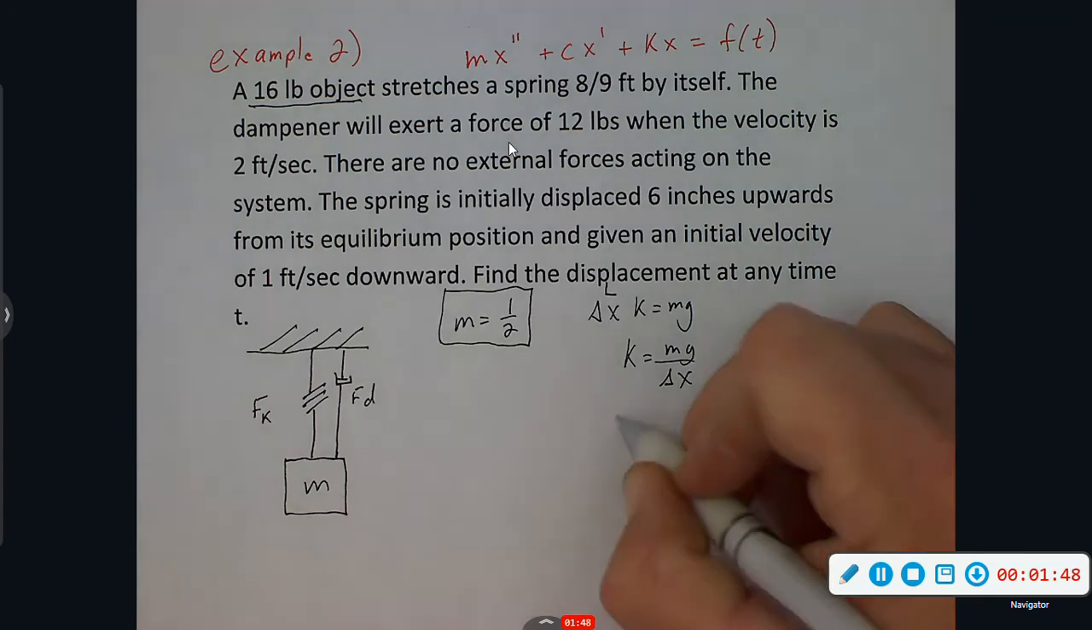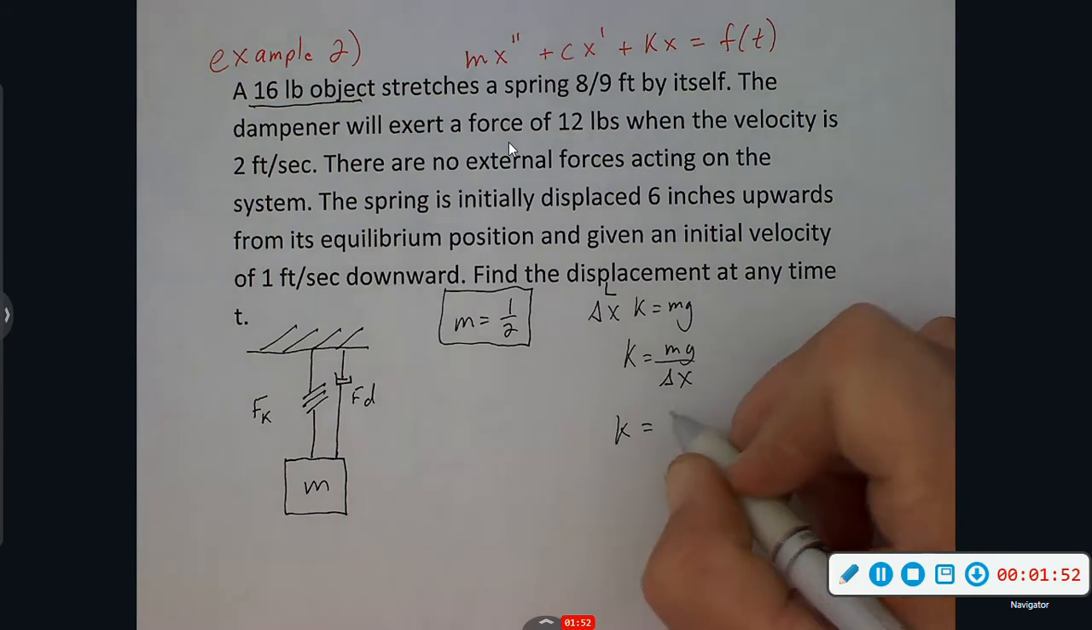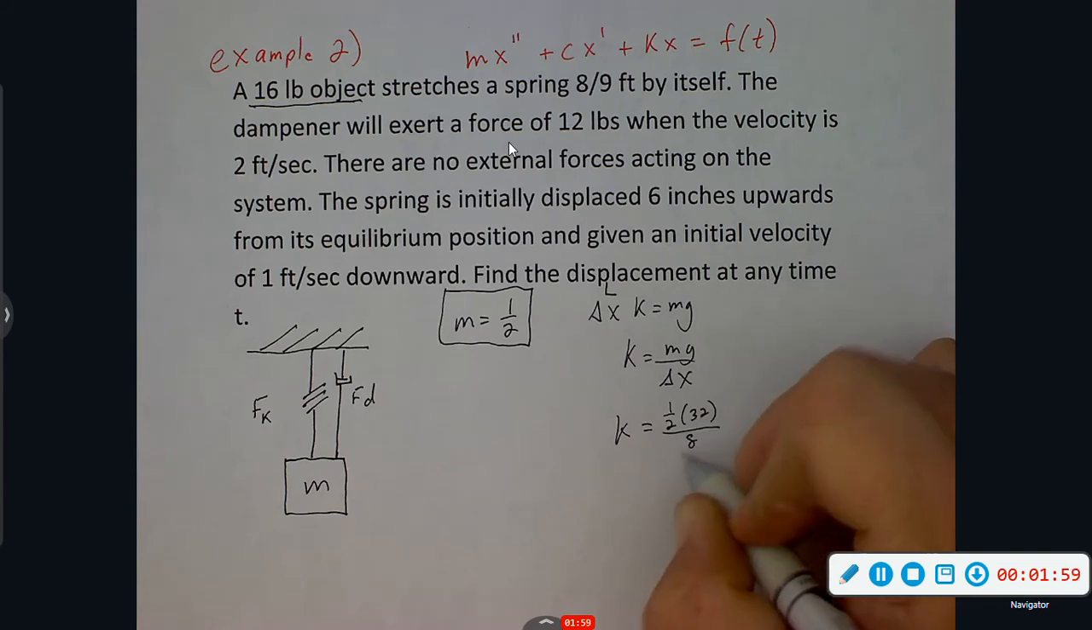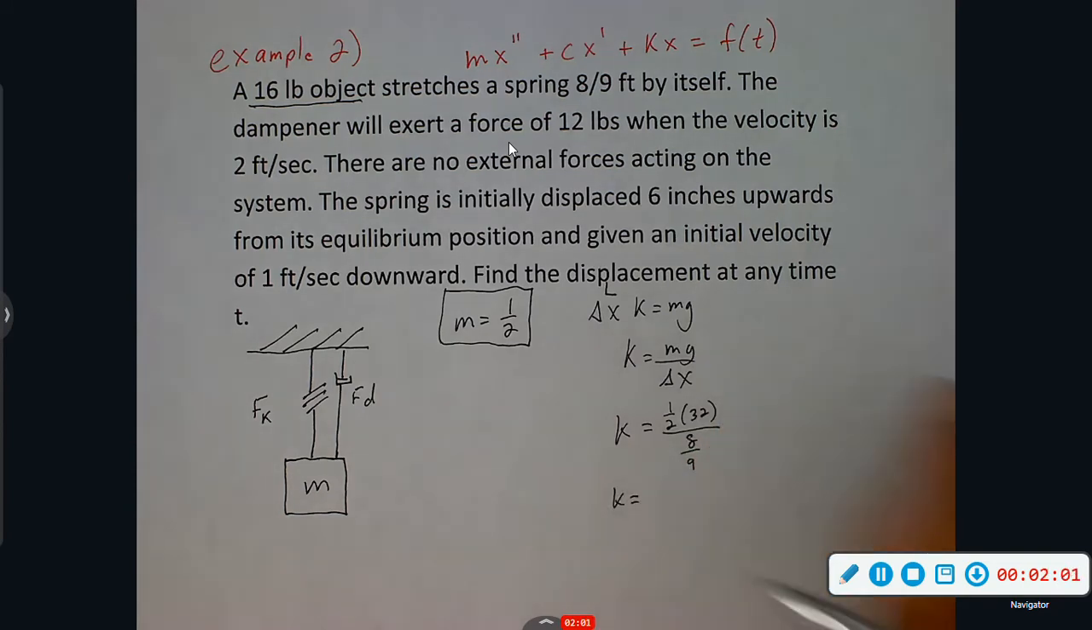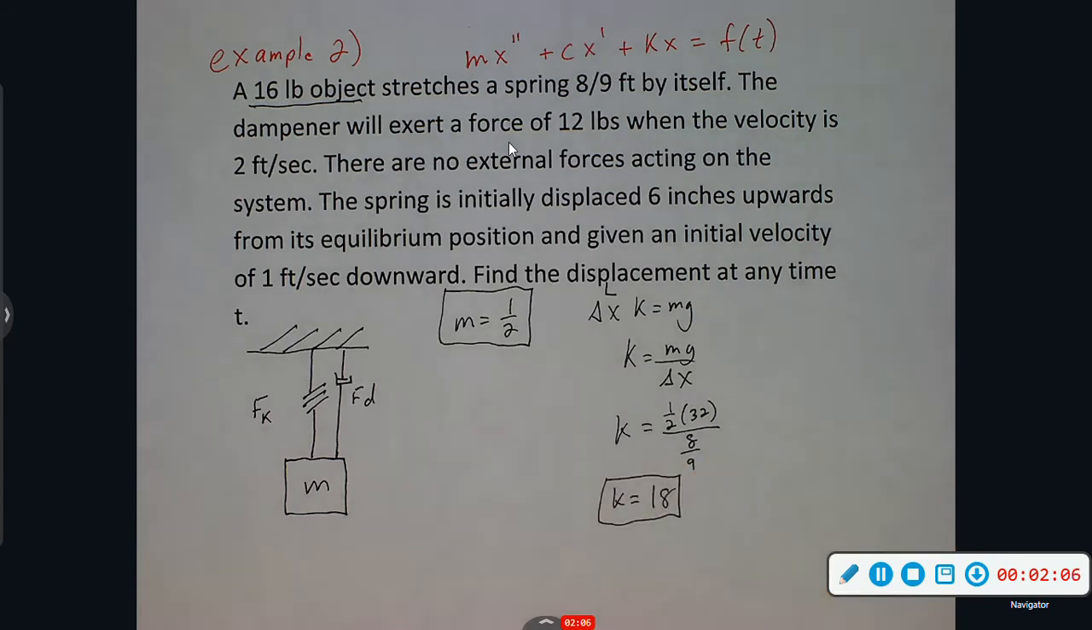And in the same case, if we do that again, we have the very same thing. We have 1/2 of 32 over the change in X, 8/9. And if you remember from the last video, K equals 18. So we have those things.